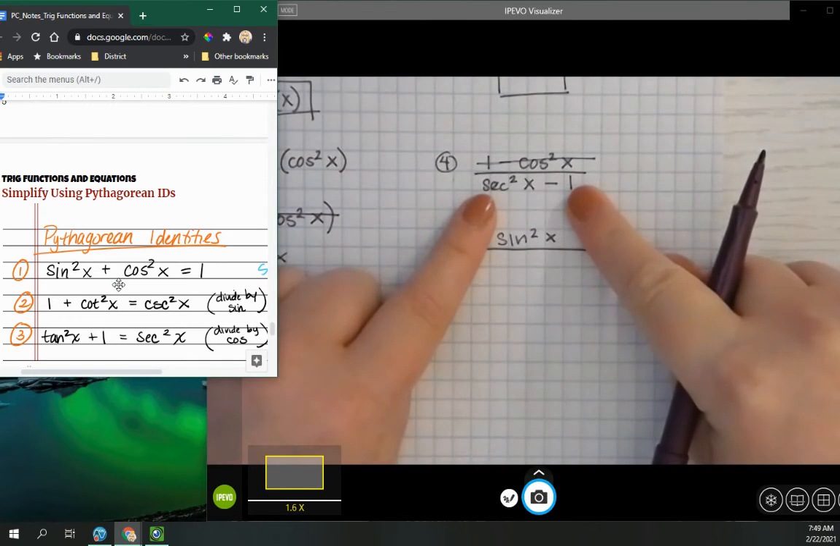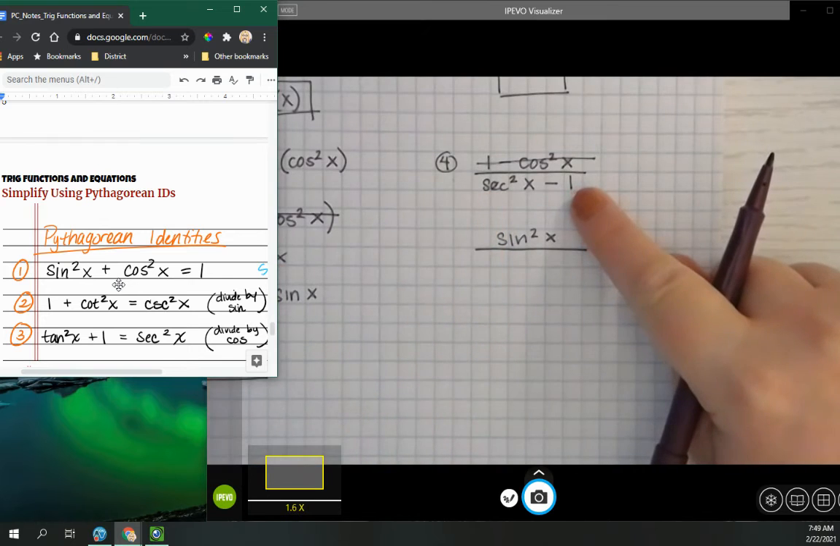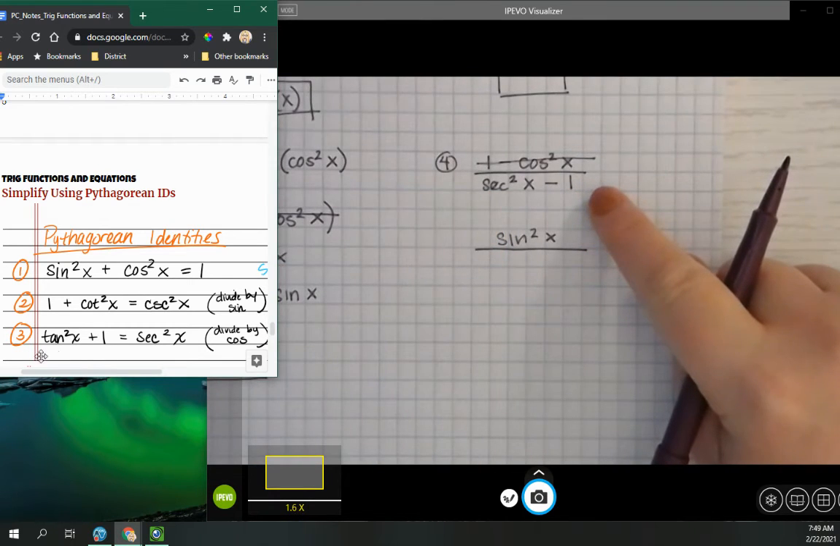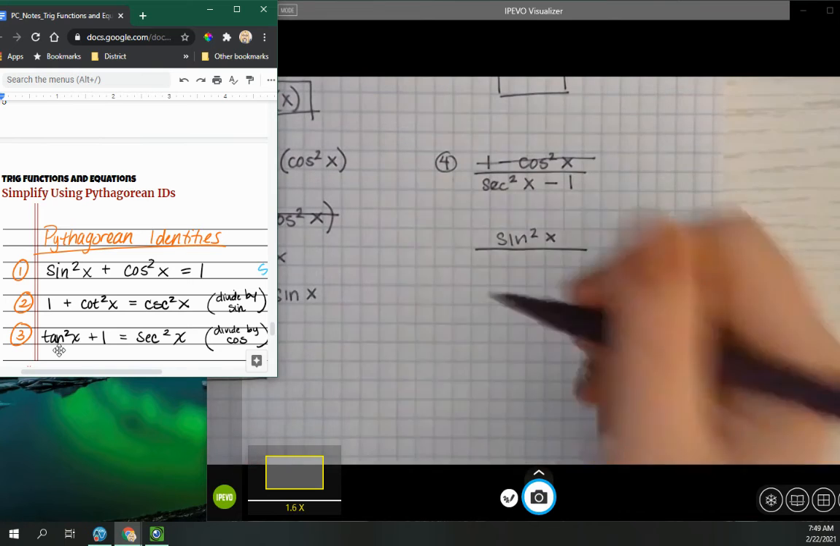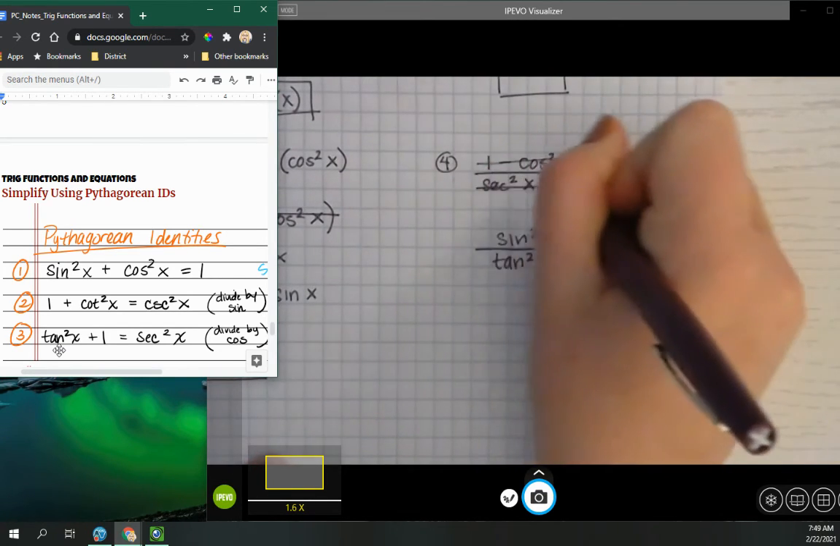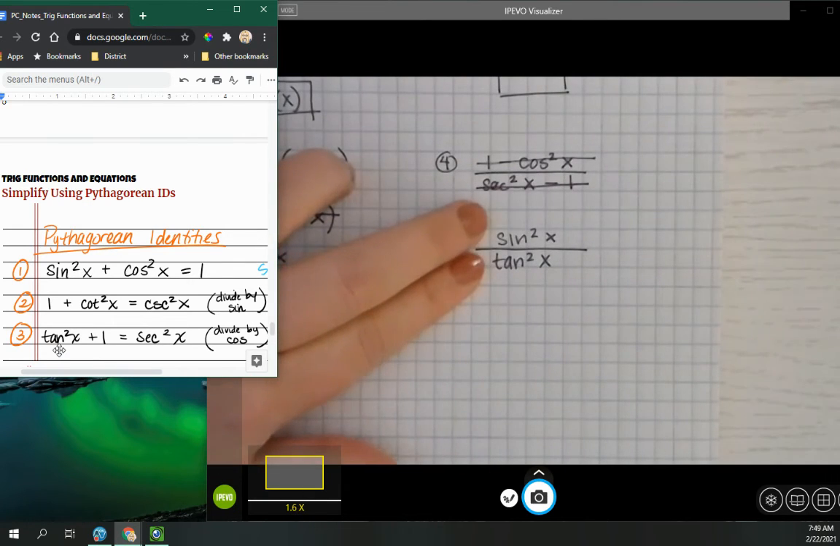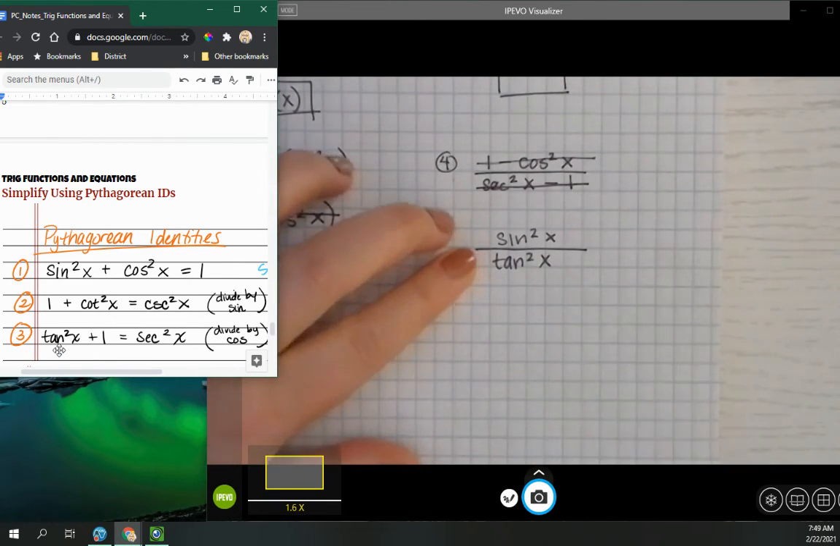Now I'm going to look at the bottom. Secant squared minus 1. I'm going to be using that third formula. If I subtract 1 from both sides, that gives me secant squared minus 1, and it's going to be equal to a tangent squared. So I'm going to put tangent squared on the bottom. It will replace secant squared minus 1. Now I've got a sine squared and a tangent squared.